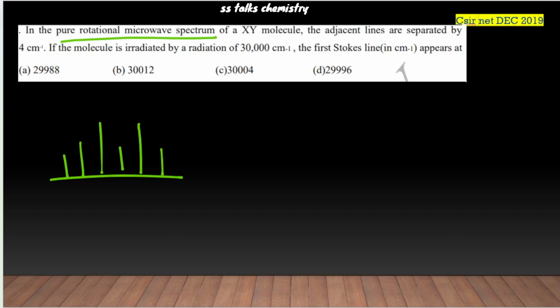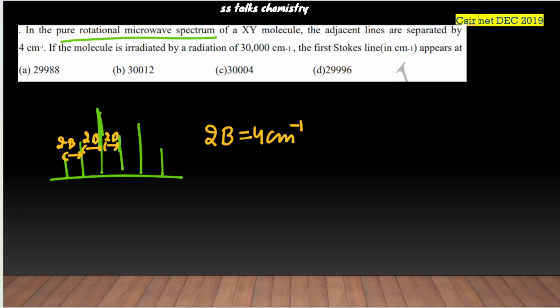Because the ground state here is not the most populated state, the J max value is at some state other than the ground state. So something like this is the plot you get, right? Now here the gap between adjacent lines is 2B, so it goes like this. This 2B value is given as 4 centimeter inverse.